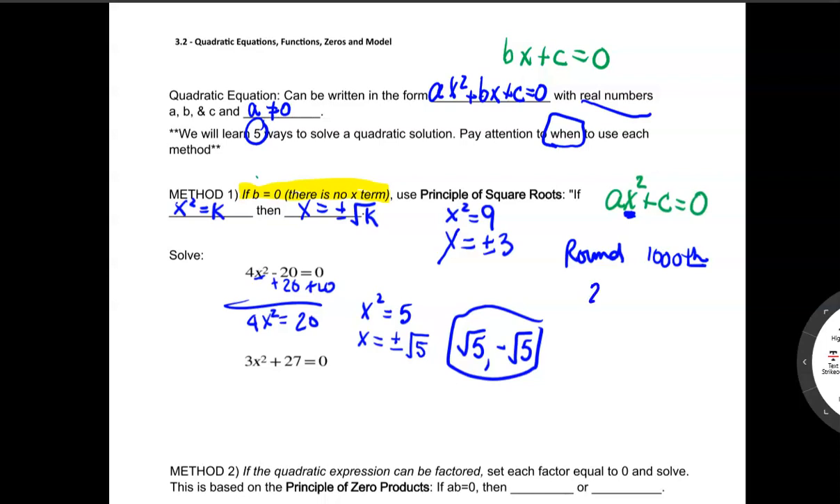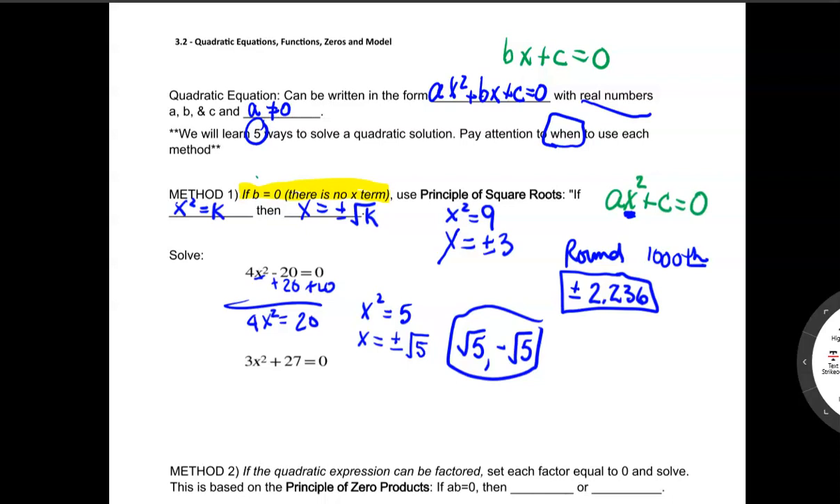And when I take the square root of 5 and round it to 3 decimal places, I get 2.236. And remember, we have 2 answers, plus and minus. So if you're asked to round, this is going to be your answer. And again, it's possible that you'll be asked to list those as 2 separate numbers, which would be 2.236 and negative 2.236. The plus or minus is just a shorthand, but there's actually 2 answers there. Let's do one more for practice.